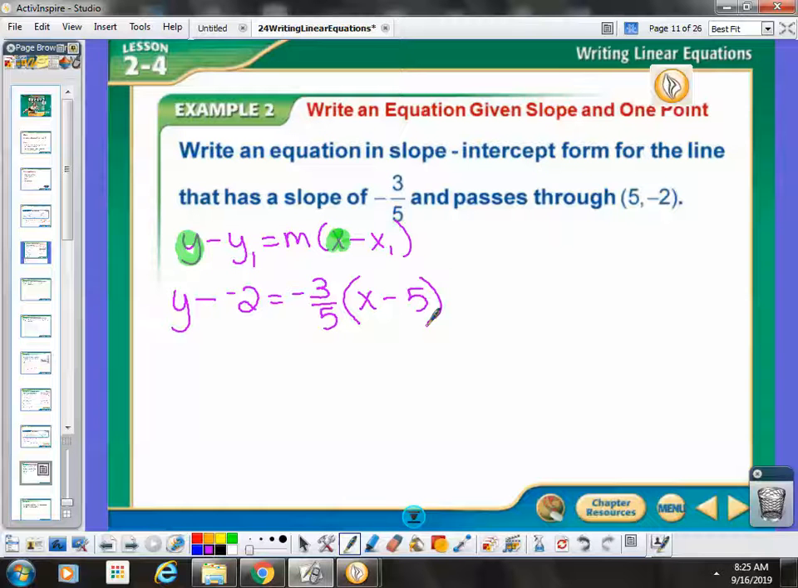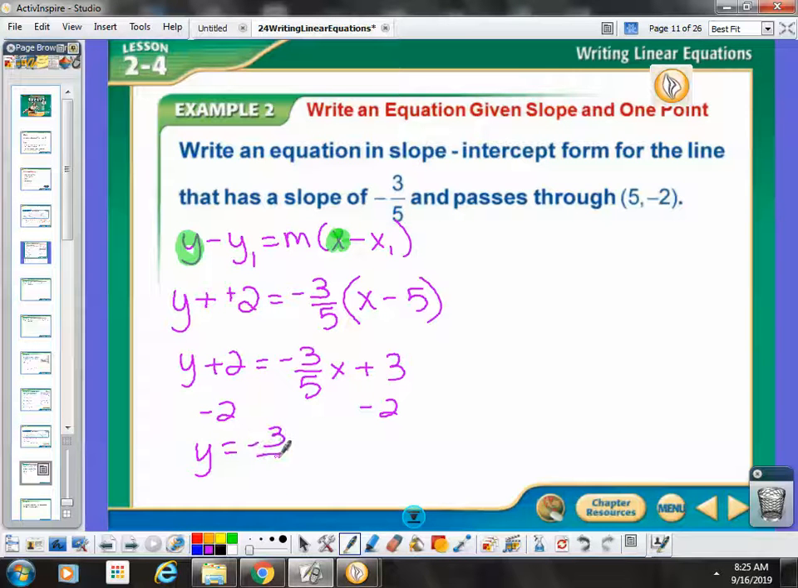To simplify this, y minus a -2, of course, can become y plus 2. On the right-hand side, we can distribute. -3/5 times x is -3/5 x, and -3/5 times -5 is a positive 3. To put this in slope-intercept form, I need to subtract 2 from both sides. So y equals -3/5 x and 3 minus 2 is a positive 1.